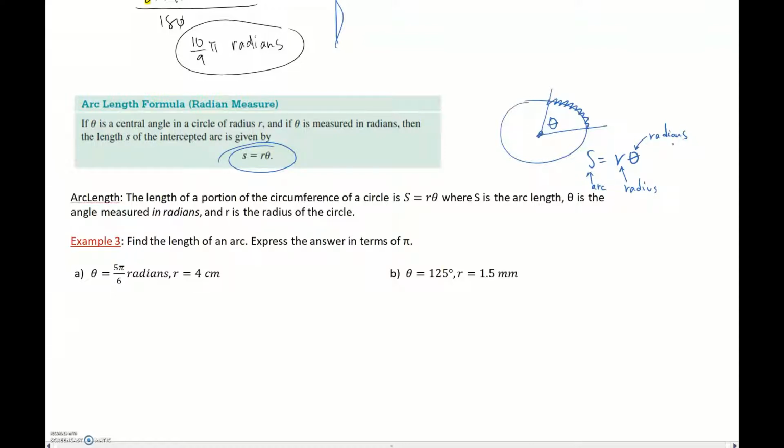Part A, though, simple as could be. I literally am going to take the radius, which is 4, and the radians, which is 5 pi over 6, and I'm going to multiply that together, and I'm going to get 20 pi over 6, which is really 10 pi over 3. But what units is that? That's in centimeters, because it was in centimeters. Make sure you remember your units. Units are important.